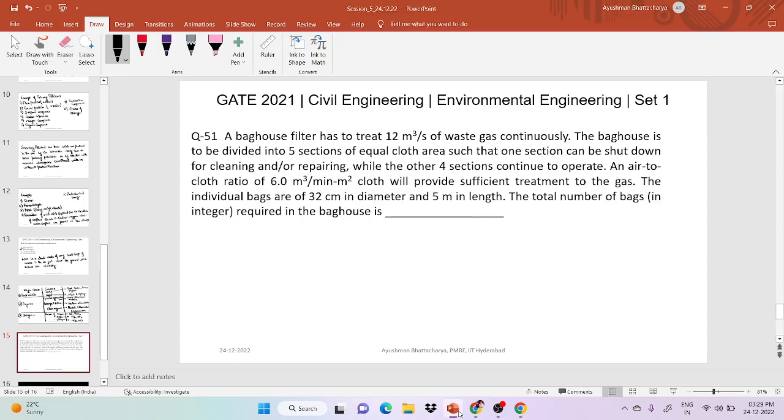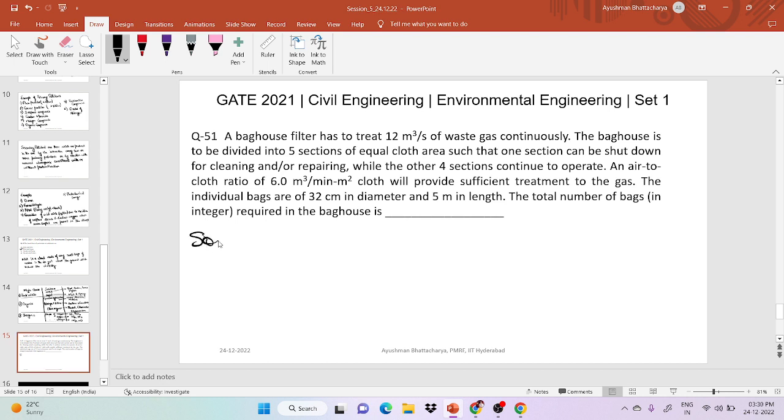Okay, now coming to this: a bag house filter has to treat 12 meter cube per second of waste gas continuously. The bag house is to be divided into 5 sections of equal cloth area such that one section can be shut down for cleaning or repairing while other 4 sections continue to operate. An air to cloth ratio of 6 meter cube per minute per meter square cloth will provide sufficient treatment to the gas. The individual bags are of 32 centimeter diameter and 5 meter length. The total number of bags required in the bag house is?